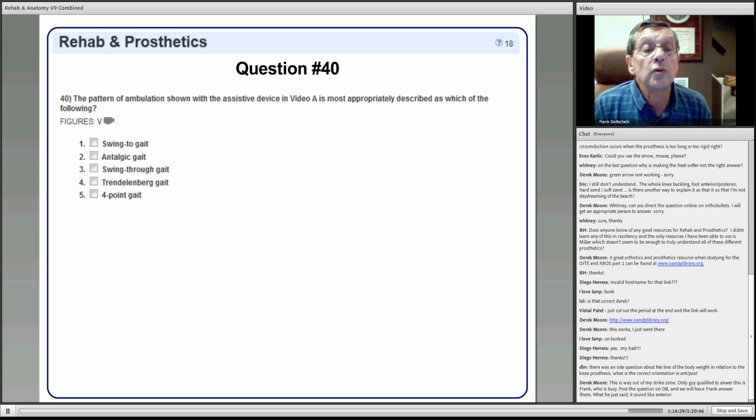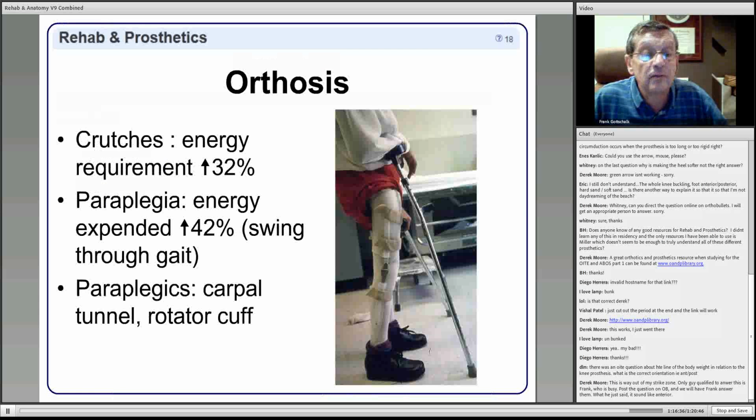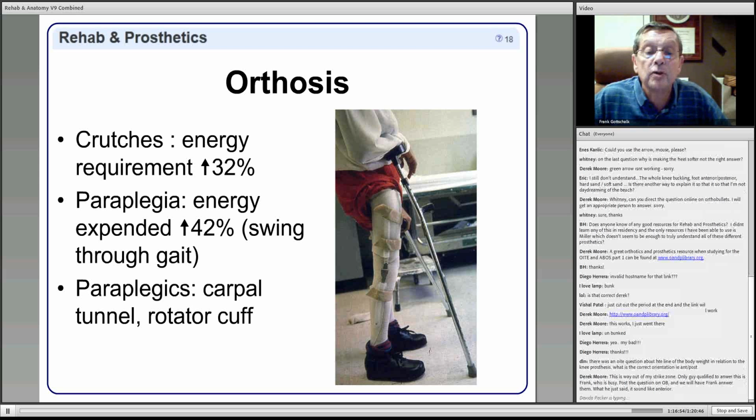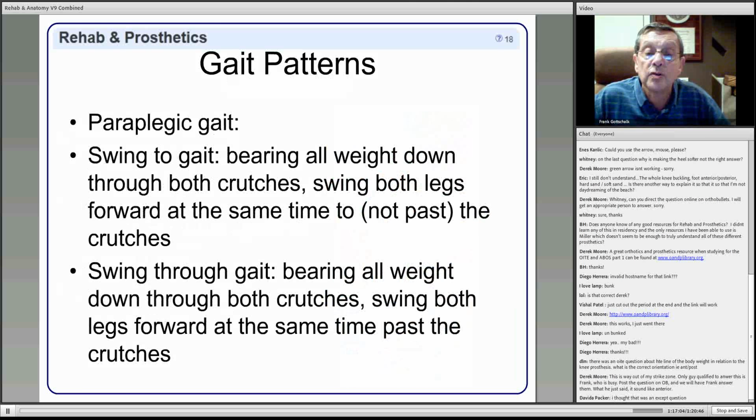Now, in this question, the pattern of ambulation showing with an assisted device in video A is most appropriately described as which of the following. Now, if we look at the use of crutches, they require an increased energy expenditure of between 32 and 42%, and paraplegics who use a swing-through gait, and I'll highlight that in a moment, go up to 42%, but they have to use orthoses with this. Remember also that paraplegics are prone to carpal tunnel syndrome and rotator cuff tears because of their wheelchair use.